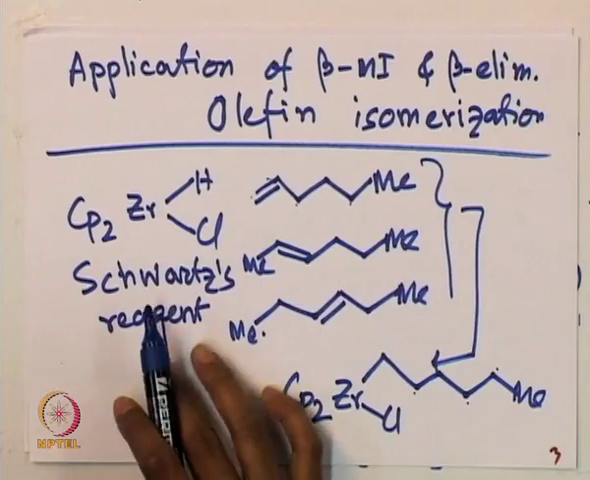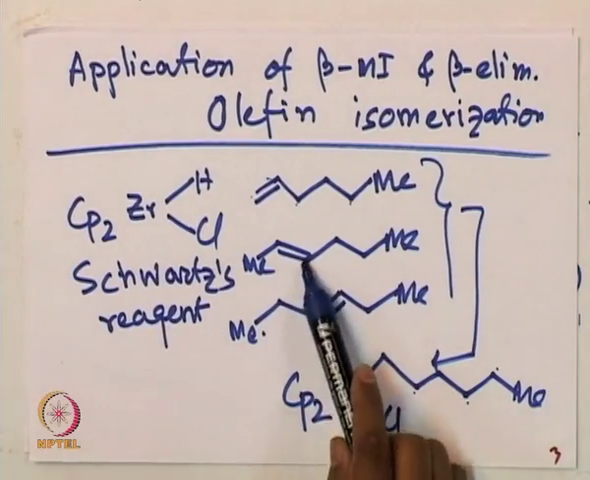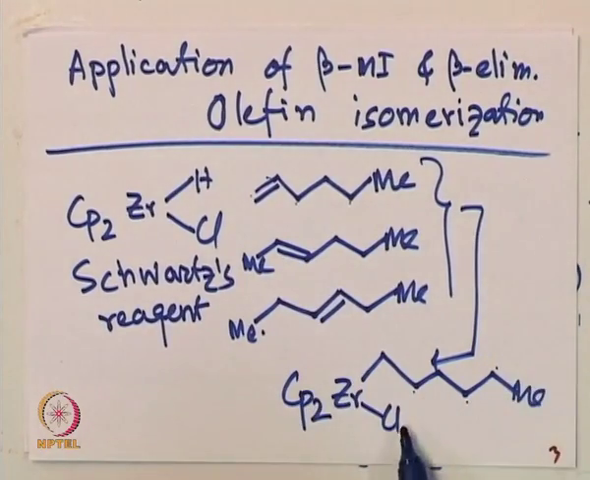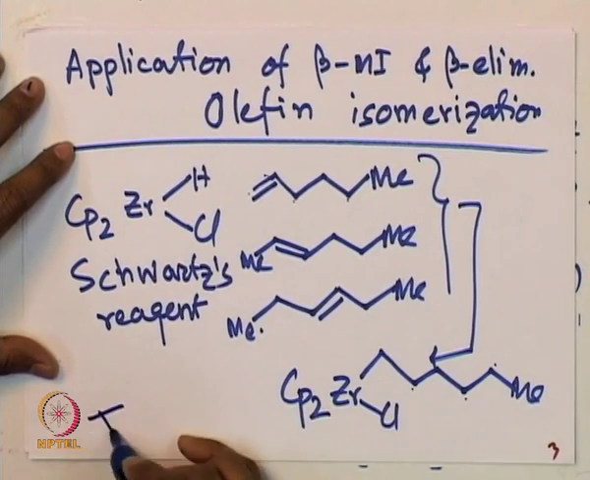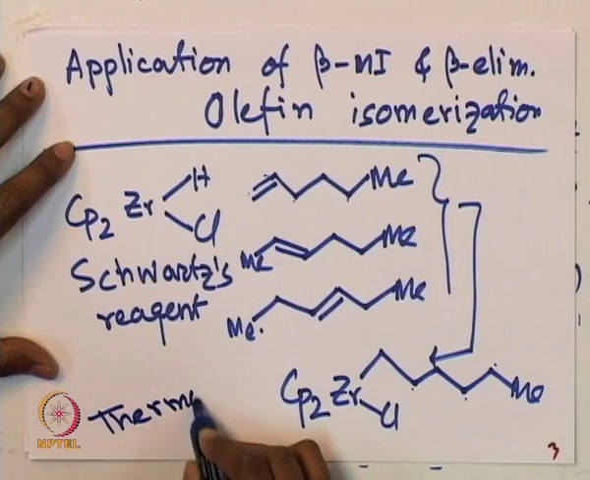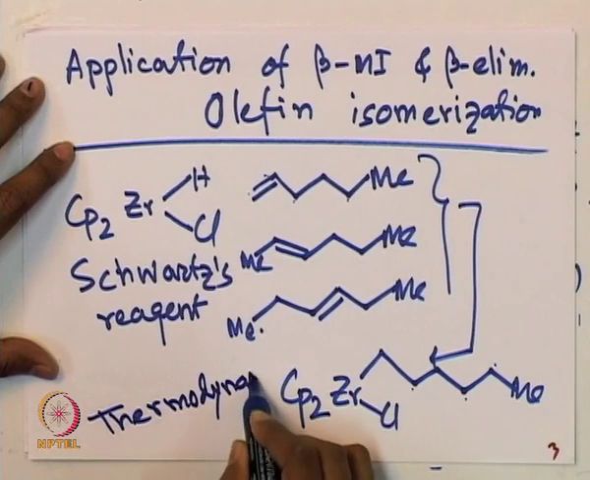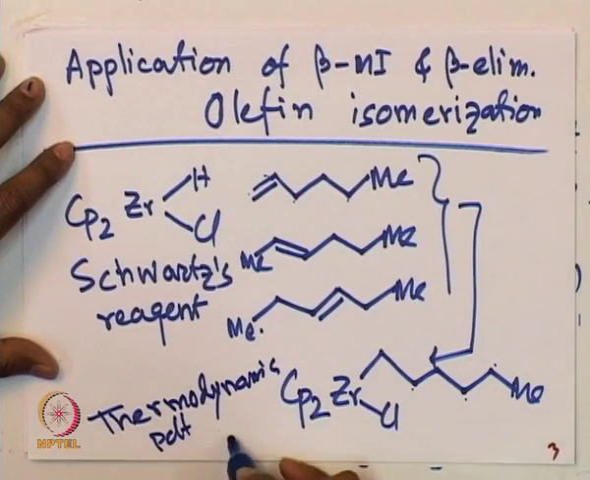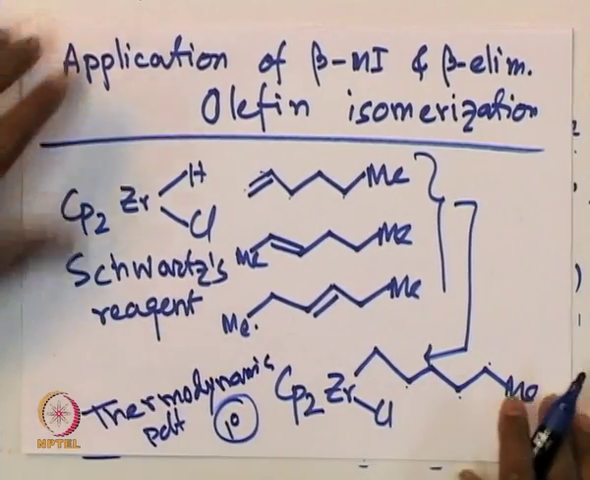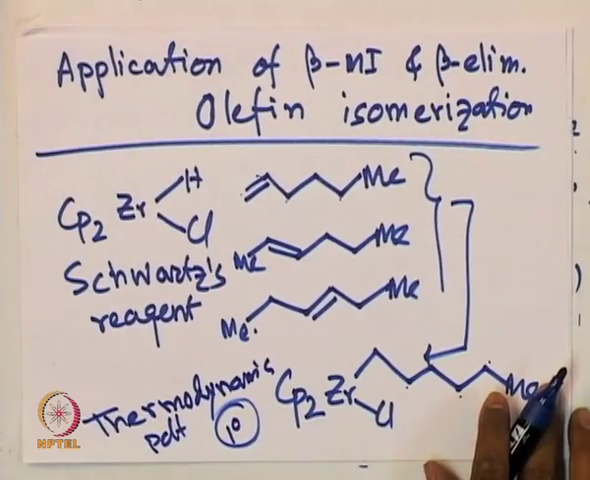But how exactly that is happening, let us try to look at. Of course, we have this example where we have again different olefins, three different olefins giving exactly the same product. This is the thermodynamic product, of course, since this is the primary, and primary is more stable.